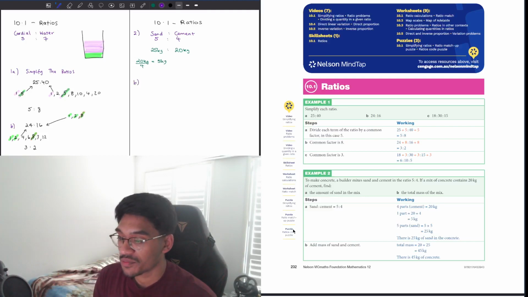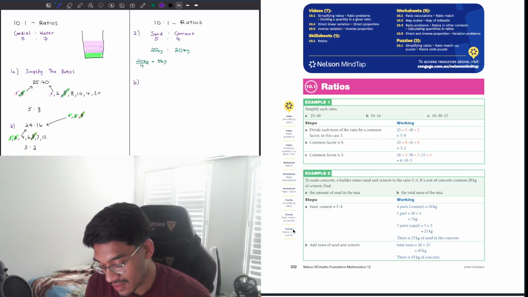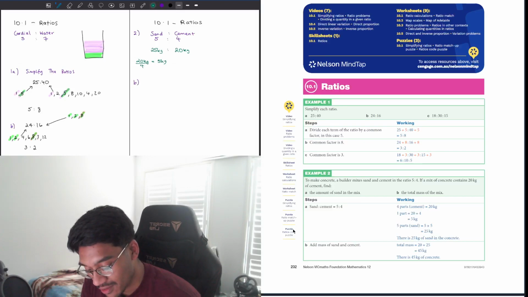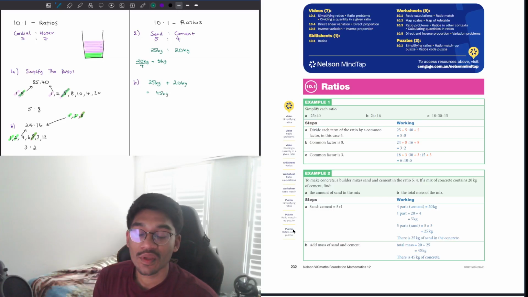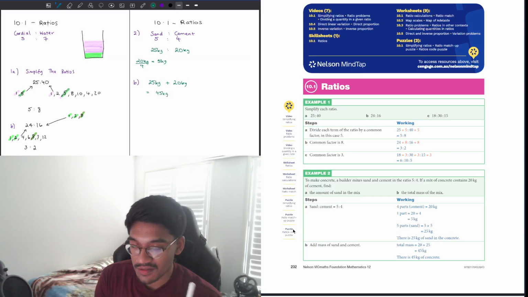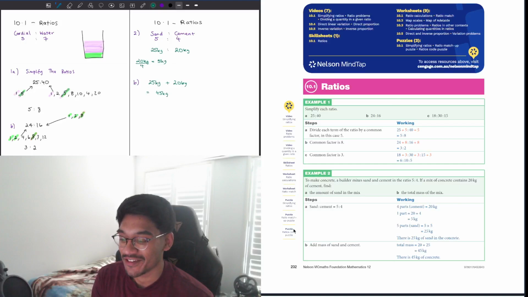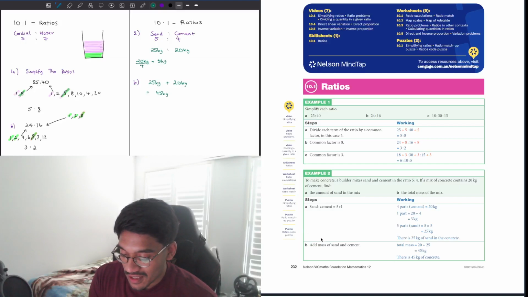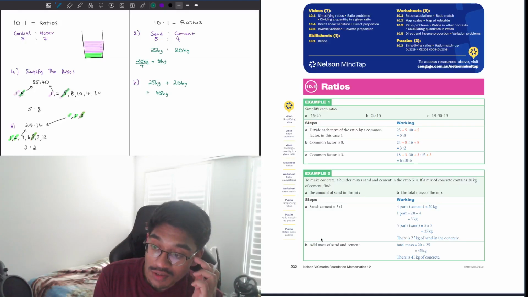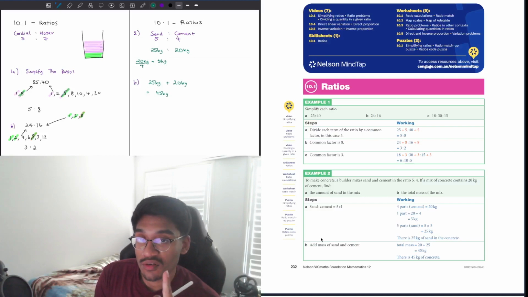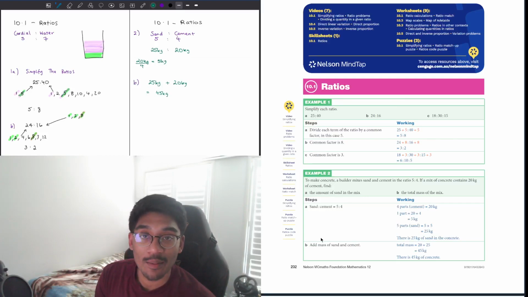Now, question B says the total mass of the mix. Well, I just add them together. I know there's 25 kilograms of sand plus 20 kilos of cement, which equals 45 kilos altogether. So I just did that, just quick maths, but obviously use a calculator if you need to. That's example 2. That's one of the trickier ones. So you need to work out what one individual part is and then multiply it by how many parts there are.